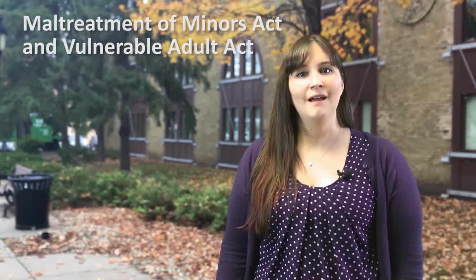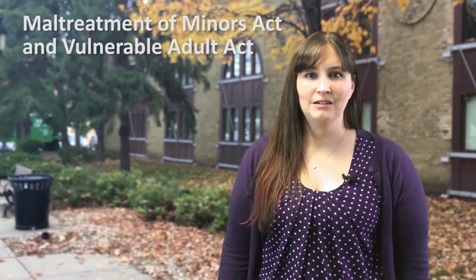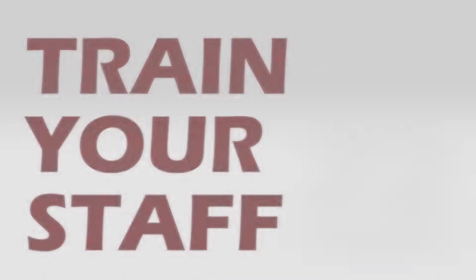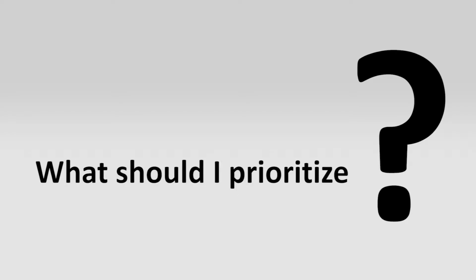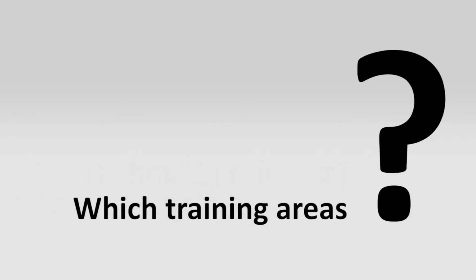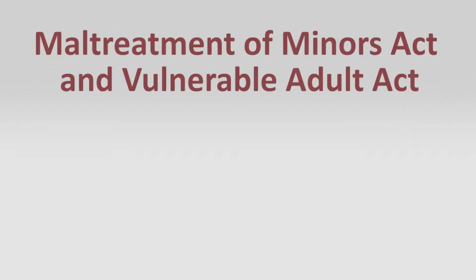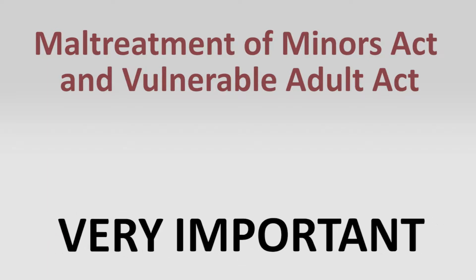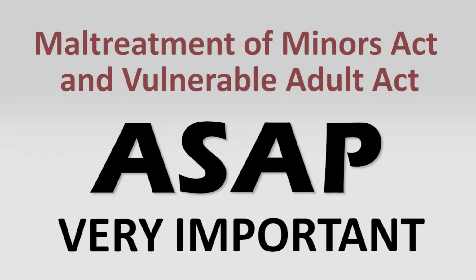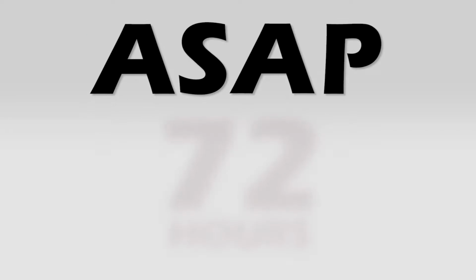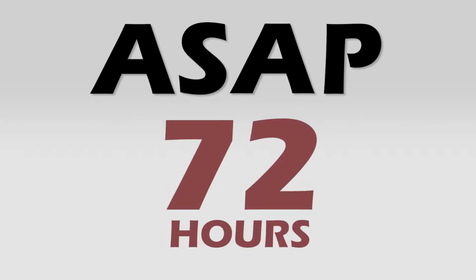The next area is maltreatment of minors and the Vulnerable Adult Act. Now, this is important to know. You need to make sure that your staff are trained within 72 hours of first direct contact on this area. We often get questions of, what should I prioritize, or which training area should I do first? Really, for this one, it's very important that you get it done as soon as possible because it has to happen within 72 hours of direct contact.